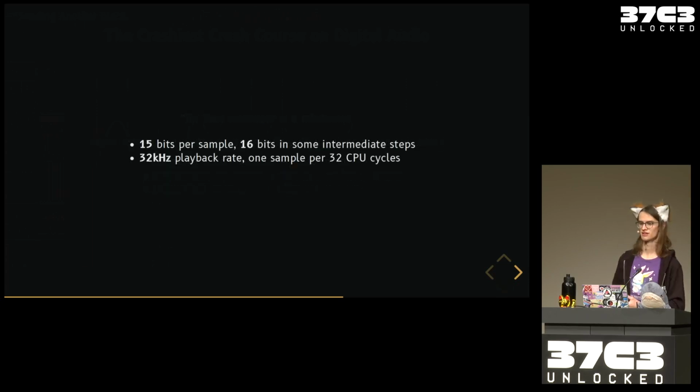So the bits that come out are 15 bits. That's the bit depth. There are some places where we use 16 bits. There are various complicated rounding modes and switching between those two bit depths. But effectively, the samples are 15 bits. And the playback rate is 32 kilohertz for the entire synthesizer system, which is exactly one sample per 32 CPU cycles. The synthesizer and S-SMP run in lockstep effectively. They share clock rates everywhere.